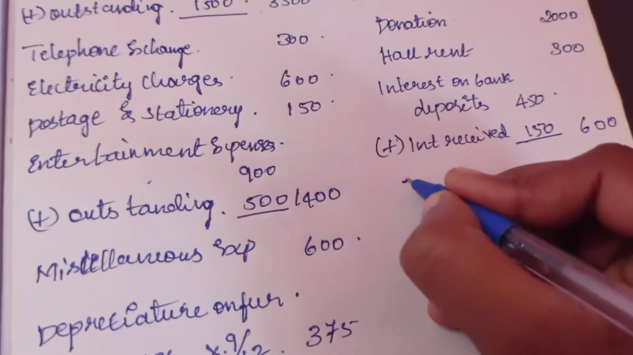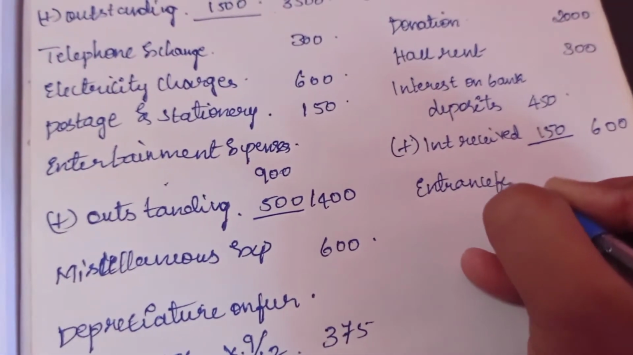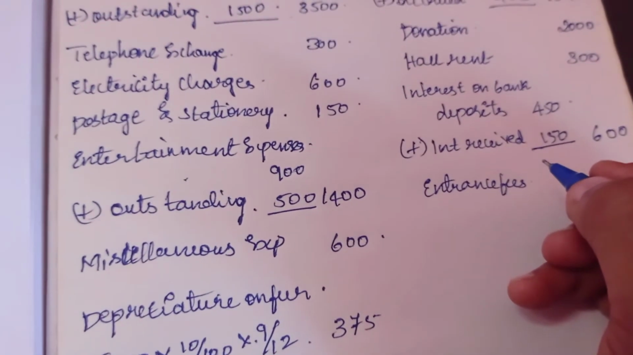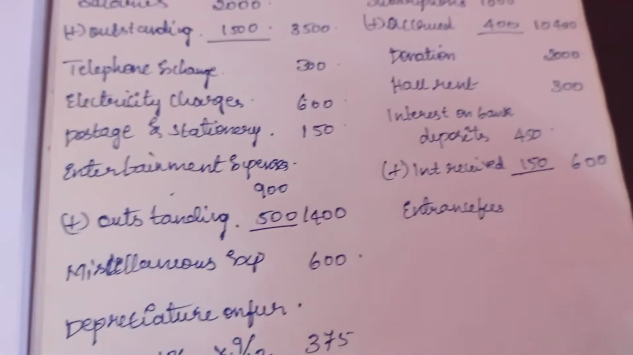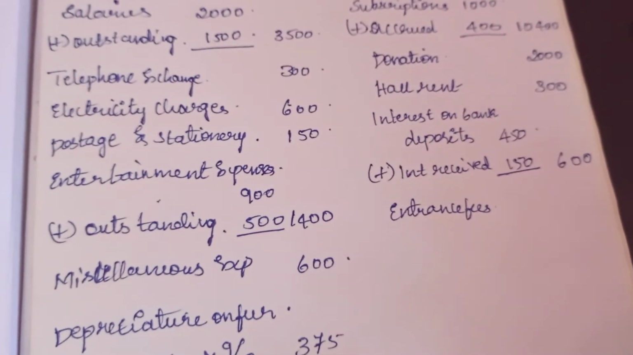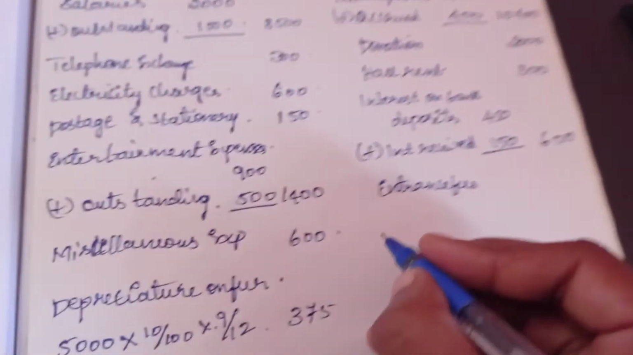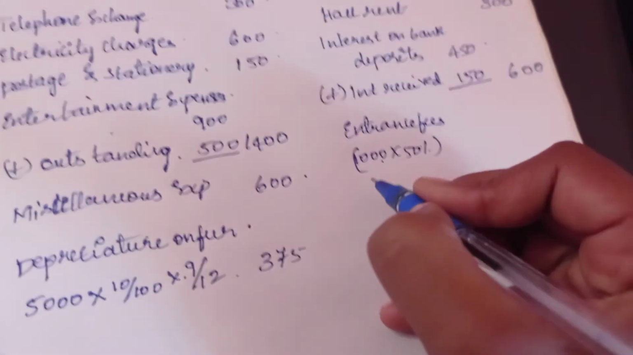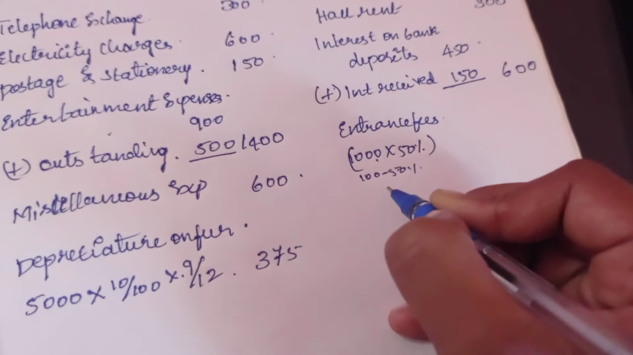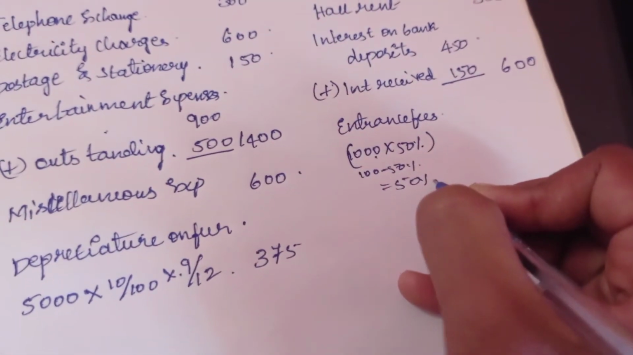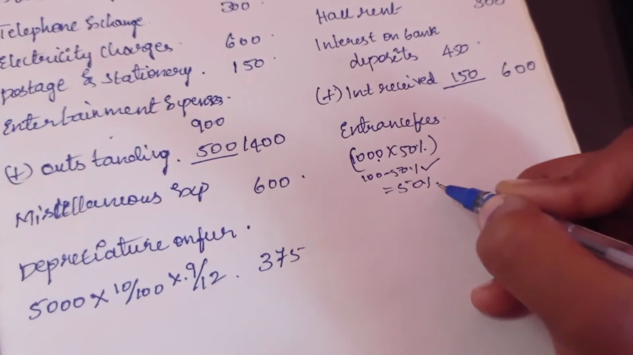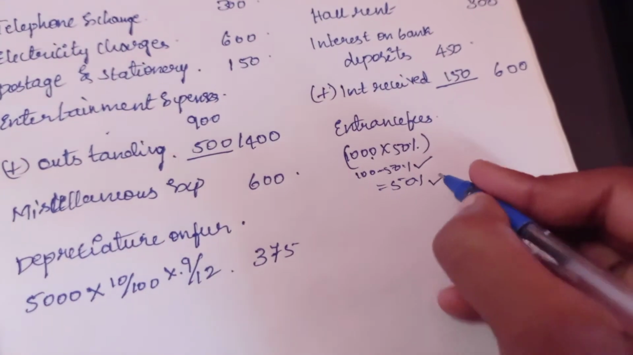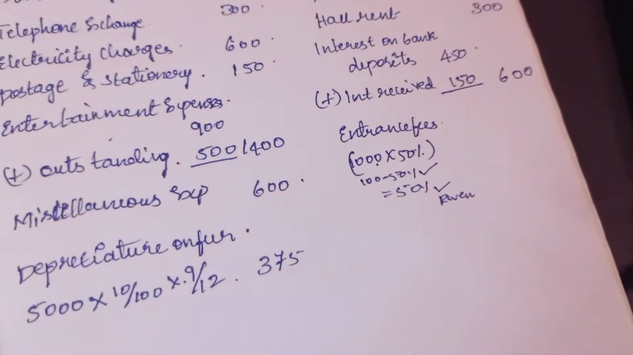The next one is entrance fees. They have given us 1,000 rupees, but see the additional information. In the additional information, the 5th point, they have given that 50% of entrance fees is to be capitalized. So take 1,000 into 50%. Out of 100%, 50% is the capitalized amount and 50% is the revenue amount. While preparing the income and expenditure account, we have to consider only the revenue item.